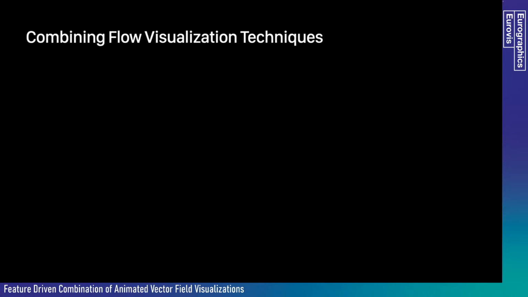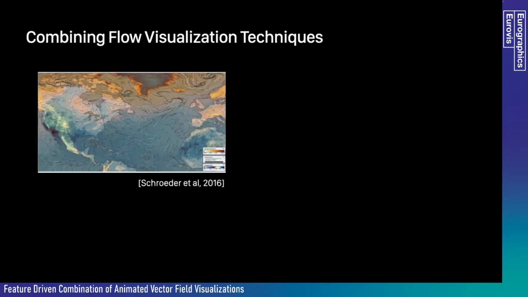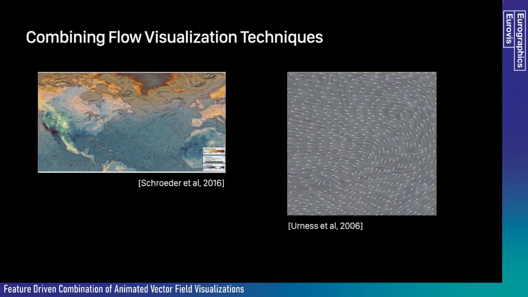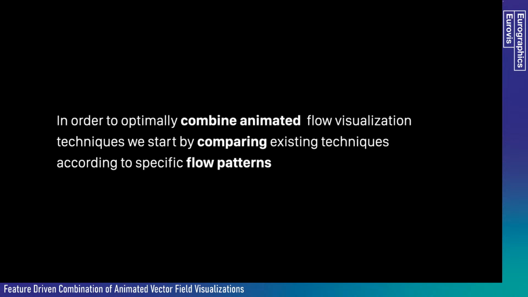Flow visualization techniques can also be combined. For example, Schroeder and authors introduce a system to combine different flow visualizations through sketching. Ornes and authors combine two different vector fields by depicting them through different visualization techniques. We argue that to design a technique that optimally combines flow visualization techniques, we need to understand how they behave according to flow patterns. To achieve this, we conduct a user study that compares how three different animated techniques behave according to local flow patterns.